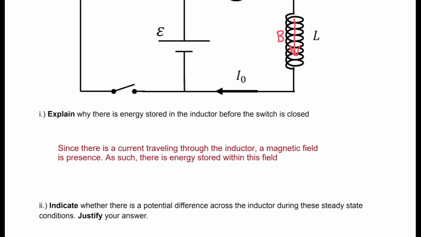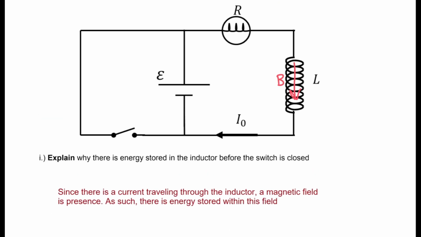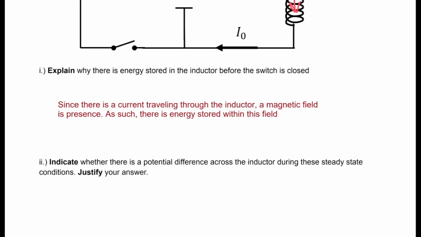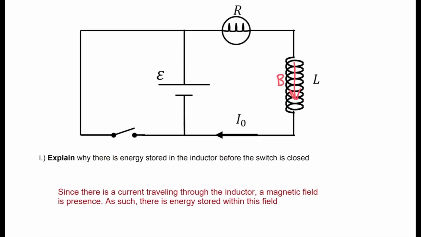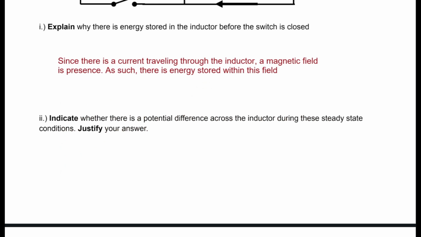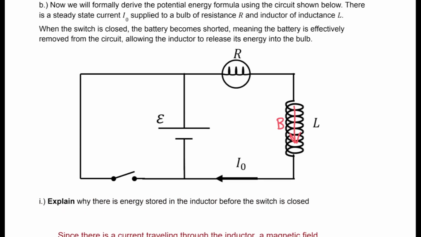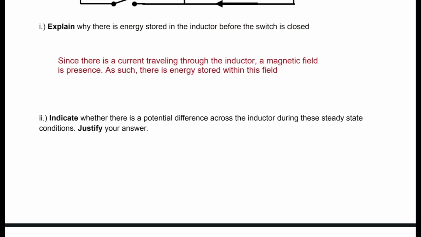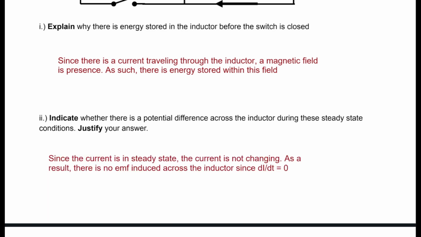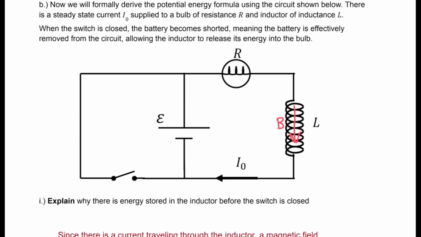So since there's a current through the inductor, a magnetic field is present. As such, there's energy stored within this field. And then, is there a potential difference across the inductor? Well, the inductor only cares if there's a change in current, and there's not. So since the current's in steady state, there's no current change. So di/dt is equal to 0, and we said you need a change in current to get an EMF.